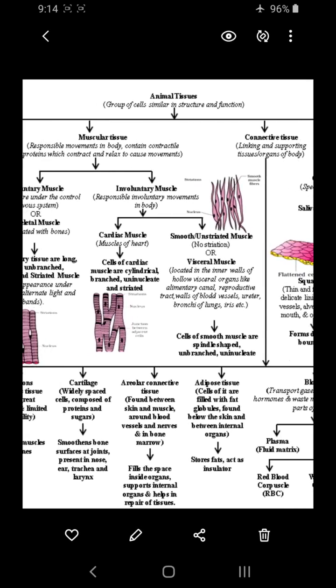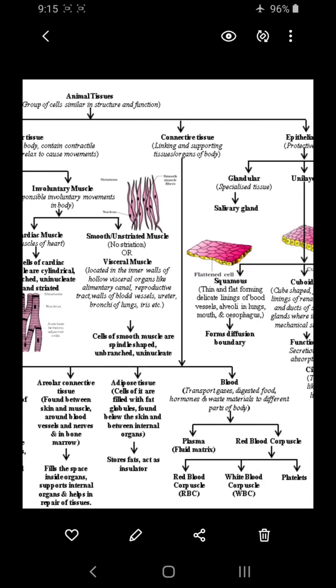Next is the cartilage. It is composed of proteins and sugars. It smoothens the bone surface at joints and is present in nose, ear, trachea and larynx. Next is the areolar connective tissue. Areolar connective tissue is found between skin and the muscle, around blood vessels and nerves and in bone marrow.